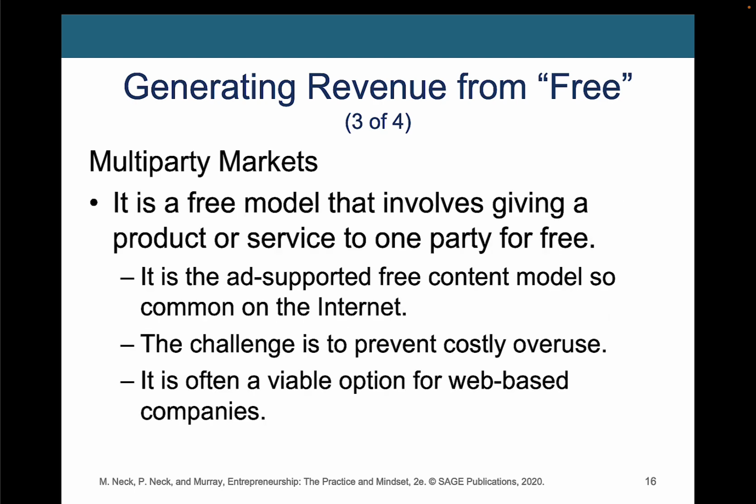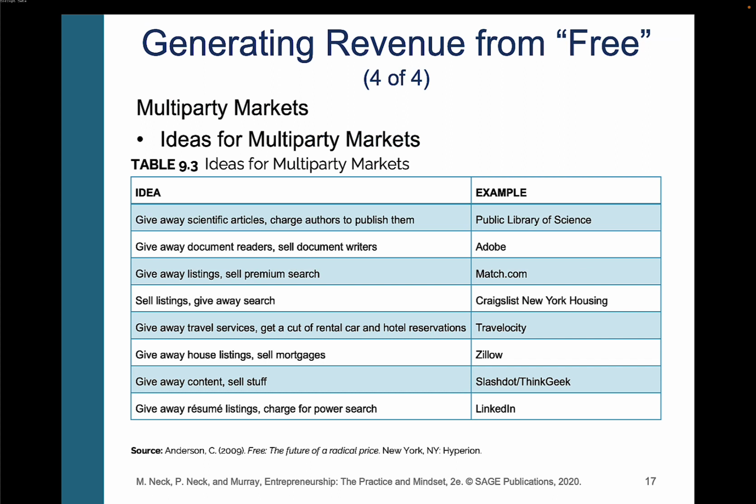Multi-party markets. It is a free model that involves giving a product or service to one party for free, right? It's the ad-supported free concept. Of course, the challenge is to prevent costly overuse. Multi-party markets, here are some examples. Give away scientific articles, charge authors to publish them. Give away document readers, sell document writers. Adobe is really good for this. You can get the Adobe Reader for free, but if you want more product or service from Adobe, you have to pay for it.